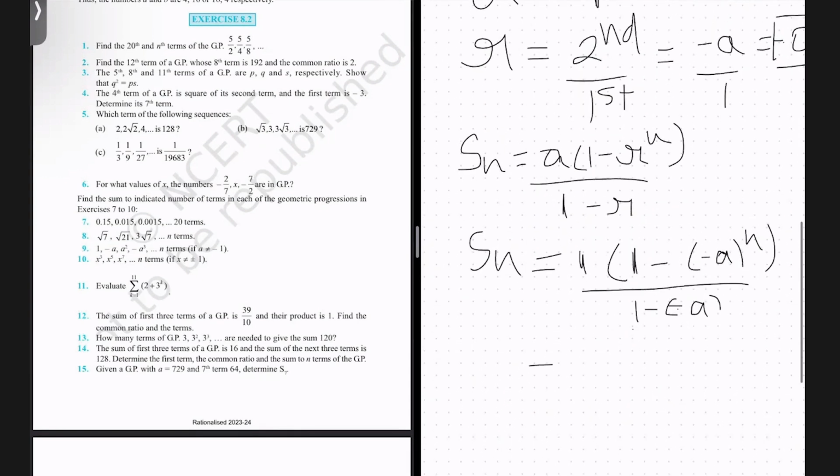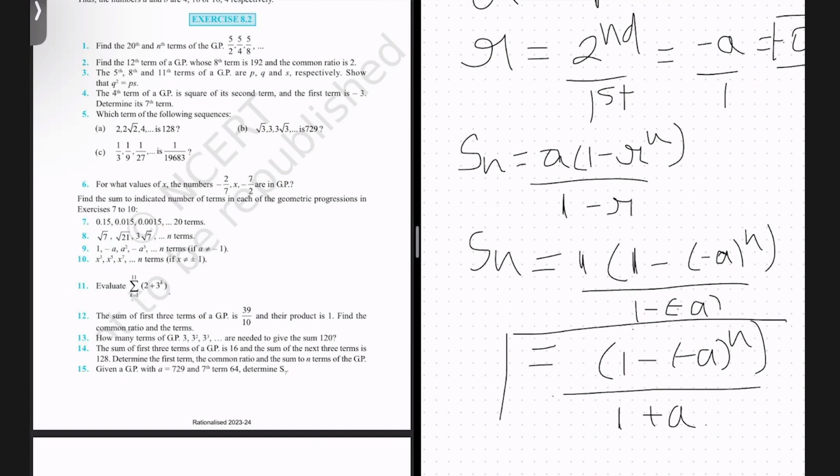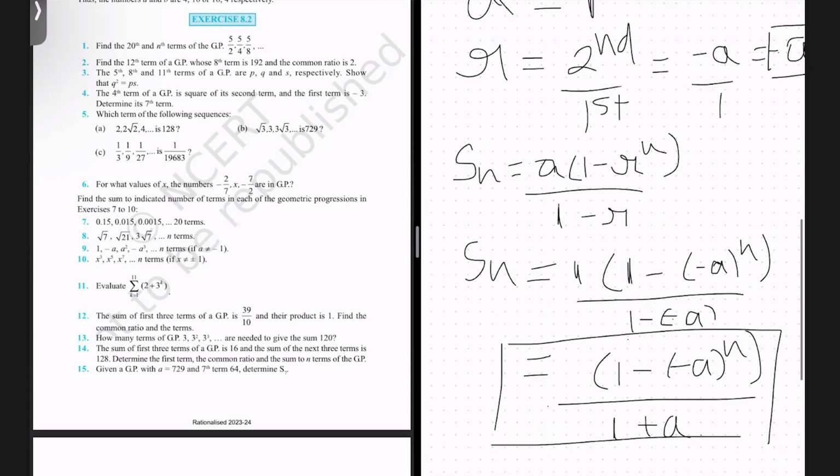Then what you have is 1 minus (minus a) raised to the power n, and you can omit this one because that is not going to change your answer, and in the denominator you have 1 plus a. That is going to be your Sn. Very easy, very simple for us to understand. And that was all.